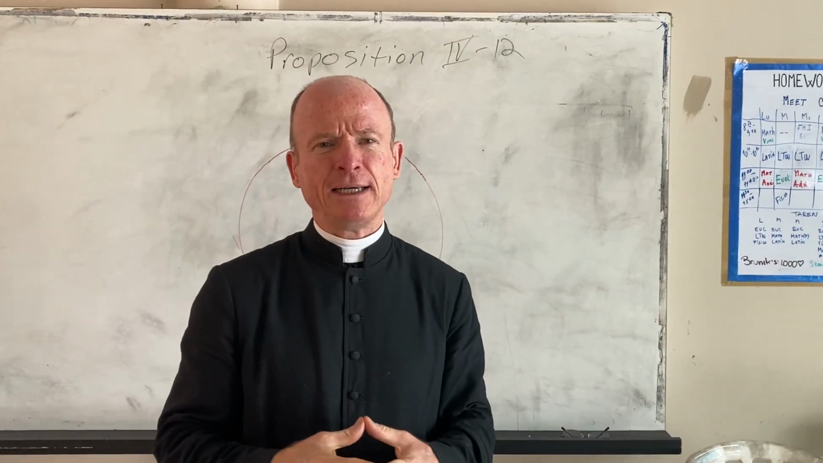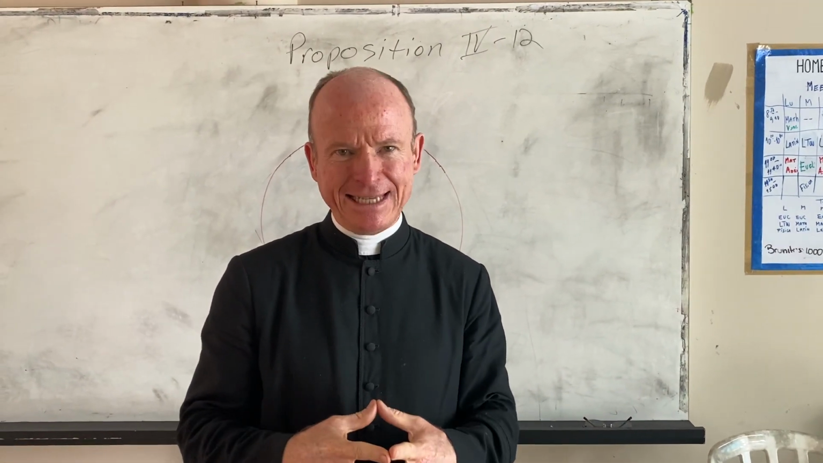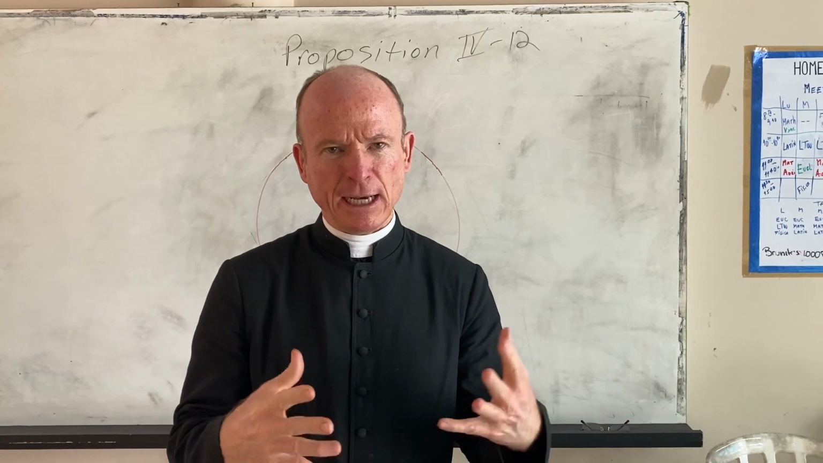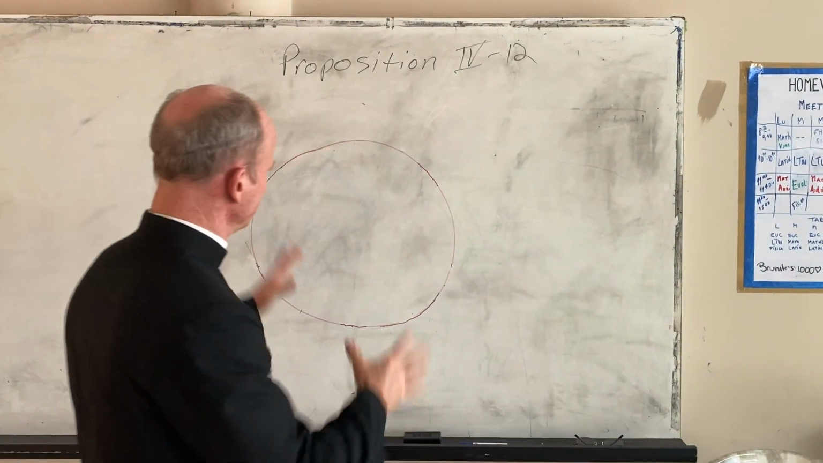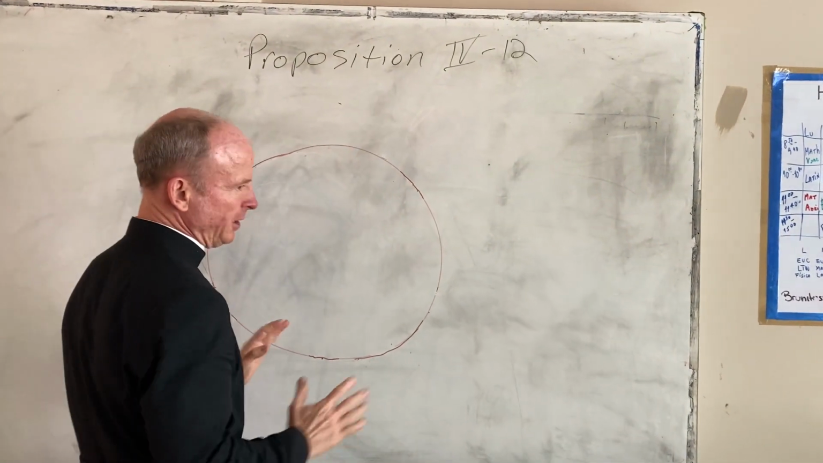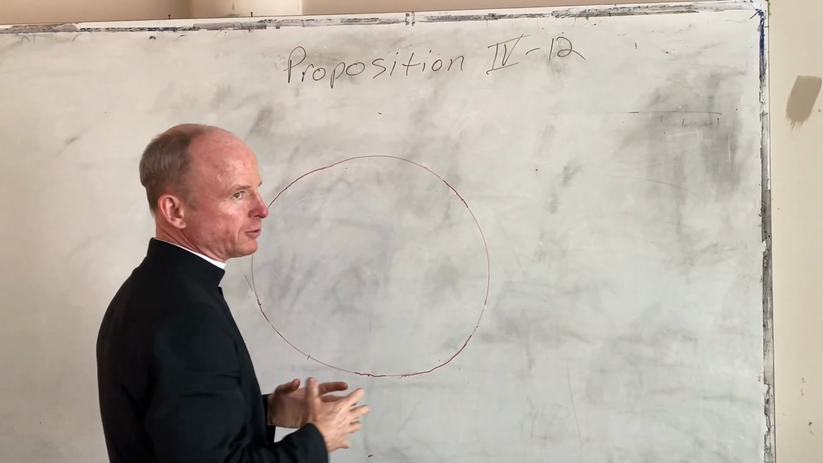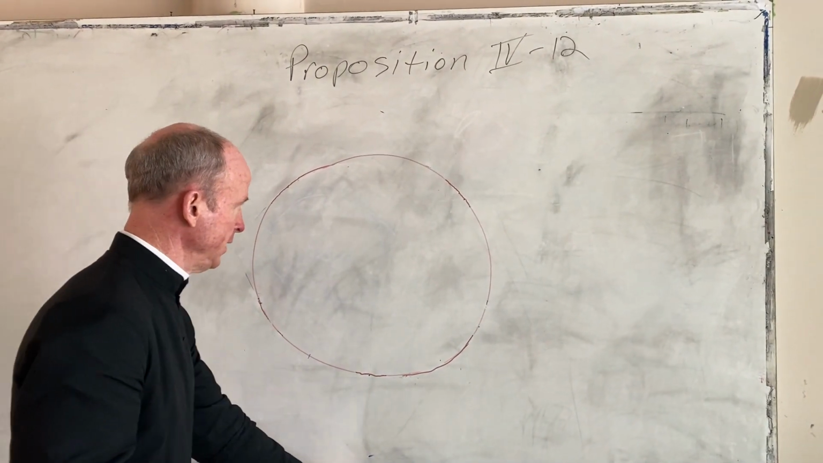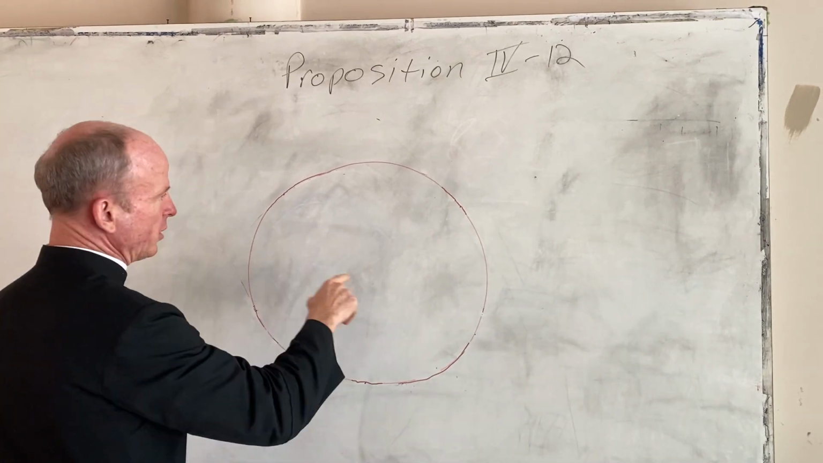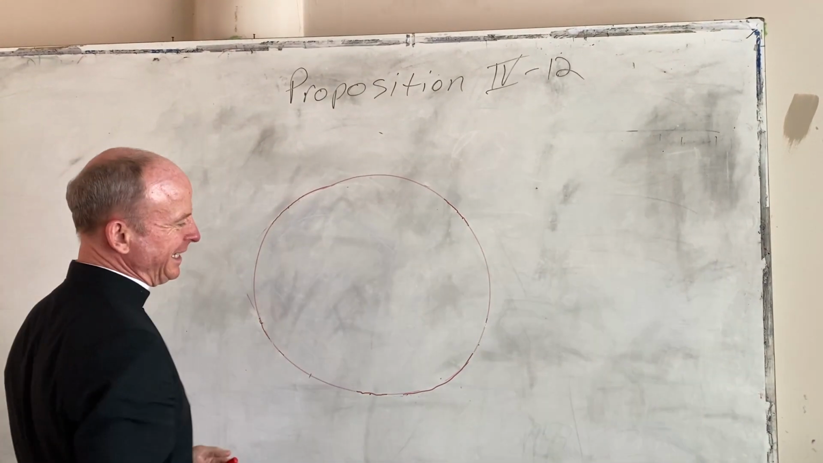To circumscribe an equilateral and equiangular pentagon about a given circle. Circle, circumscribe a figure. What kind of figure? Pentagon. What kind of pentagon? Equilateral and equiangular. Okay?